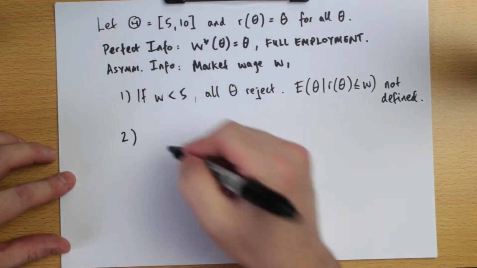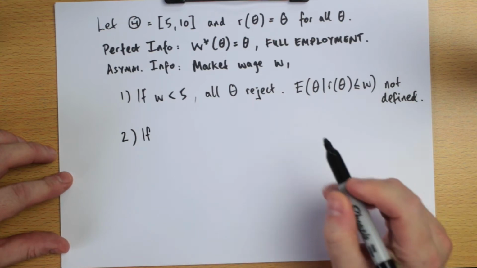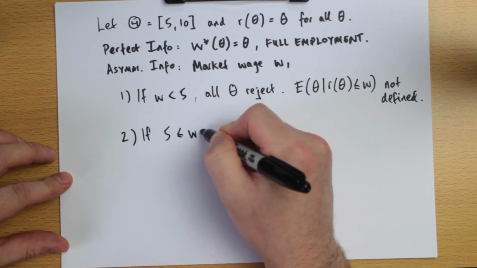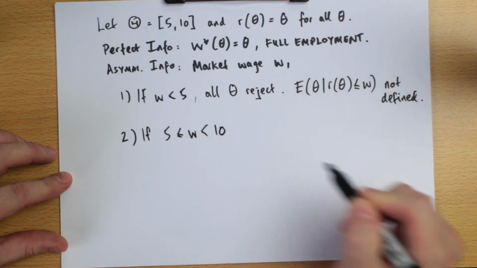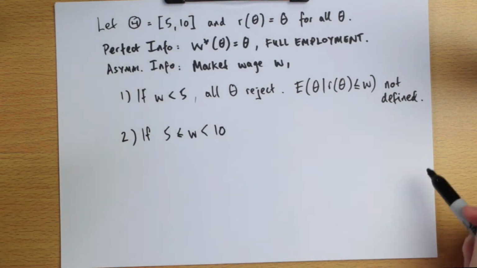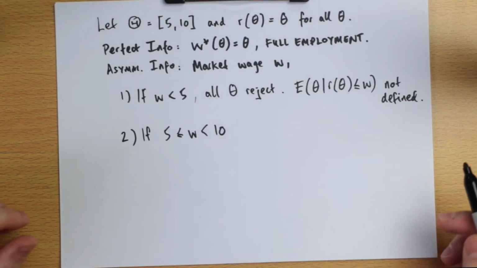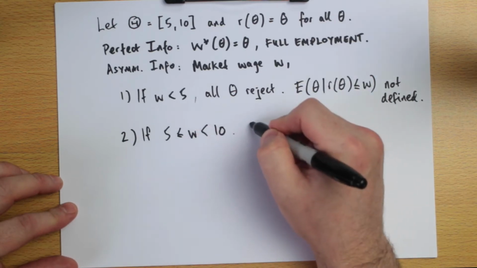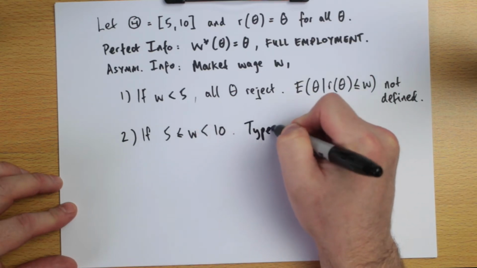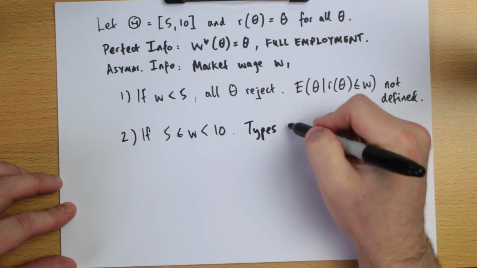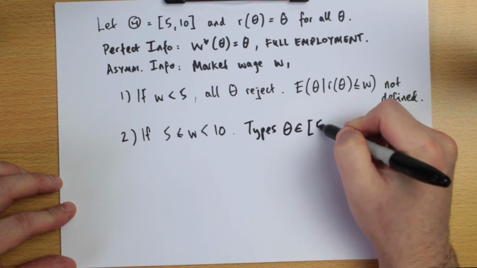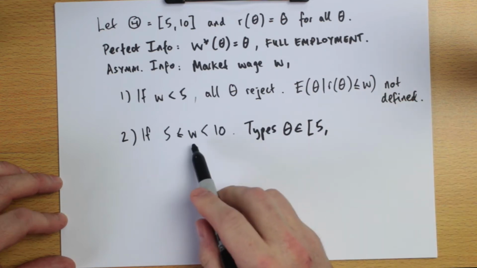What about the more interesting case? If 5 is less than or equal to this market wage, and it's less than 10. In this case, we're going to have some people accepting employment and some people turning it down. So let's be more specific. Who will accept employment? Types theta that belong to the interval from 5 up to W.